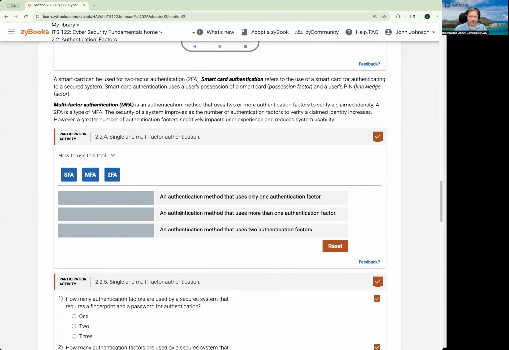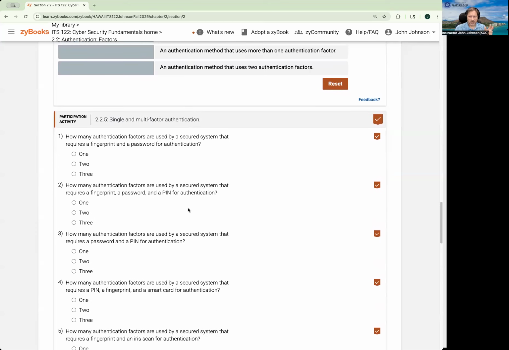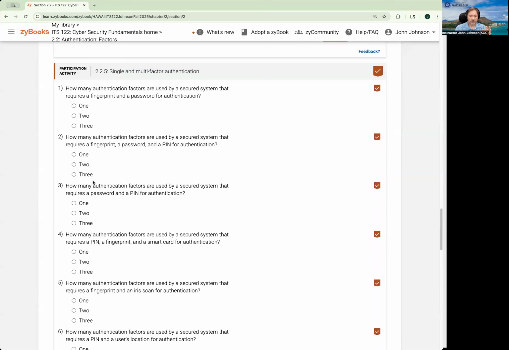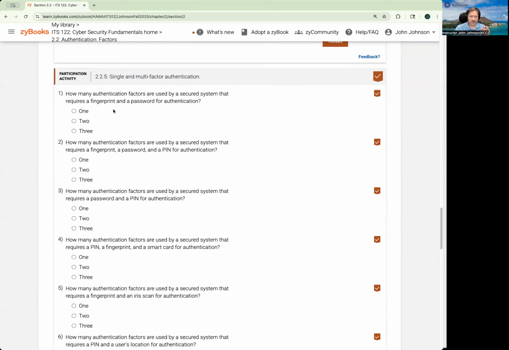Down here, it's going to have you match up single factor authentication, multi-factor authentication, and two-factor authentication with the definitions. Then down below that, we've got more questions on this. This participation activity here, I really want you to go through carefully because this is the one I was telling you about, where it's going to ask you about different things and see how many different types of authentication you have going on there. And again, if you miss it, it's good because it's going to tell you why that's wrong. This is very, very good because it'll help you discern how many different authentication factors they're using here. So this is a very good exercise.